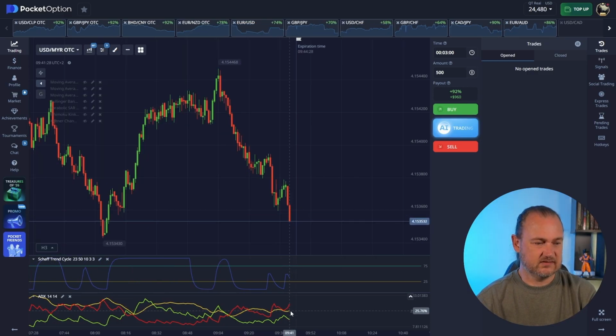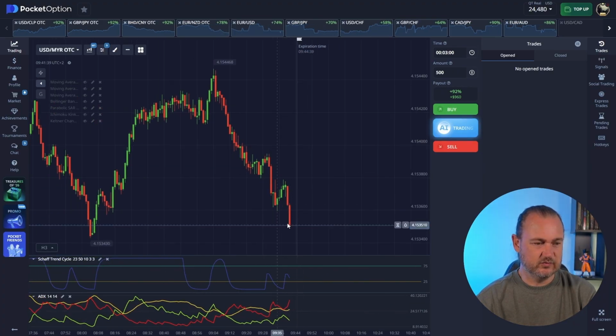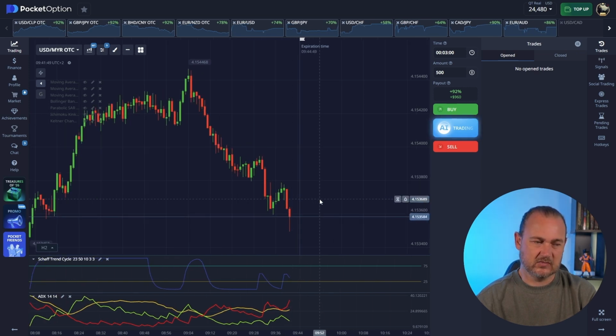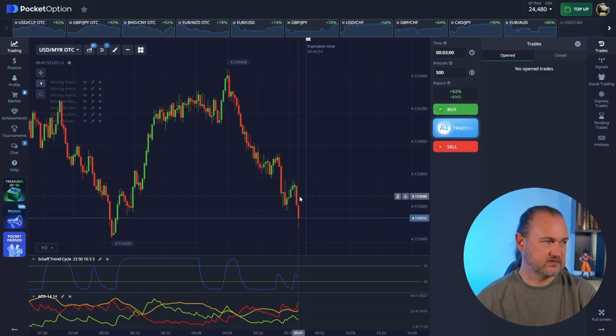ADX is nice and decent. I want to see the Schaff Trend Cycle enter the oversold zone here. A few seconds left. This could be a decent sell entry. Although we did already see the bounce and the Schaff Trend Cycle wasn't in the oversold zone. So this might not actually be the best idea to enter this asset in this area here. Let's have a look.